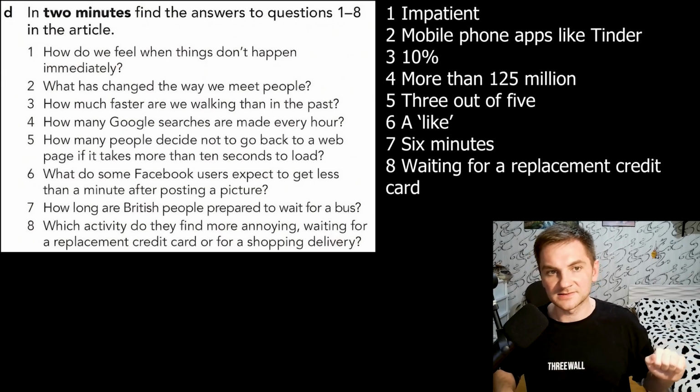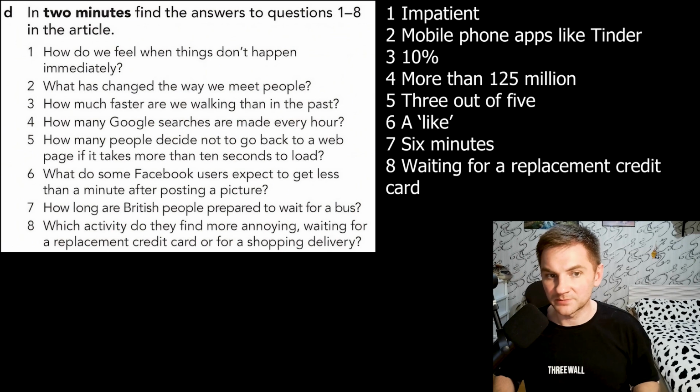Now let's see the answers. Number 1. How do we feel when things don't happen immediately? Impatient. Number 2. What has changed the way we meet people? Mobile phone apps like Tinder.